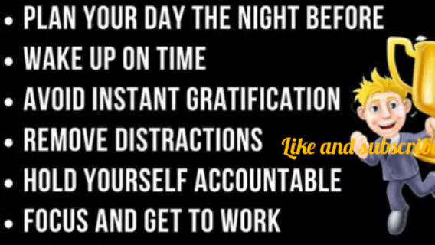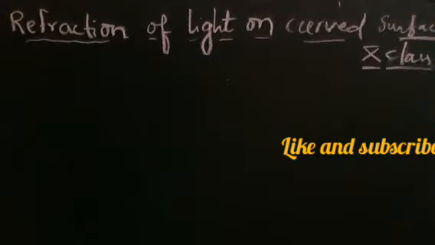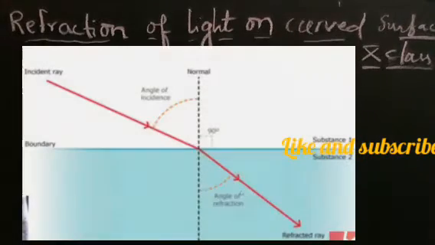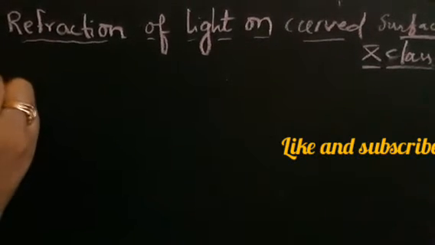So in our previous class we learned about rarer and denser media, the absolute refractive index, optically denser and optically rarer medium, and Snell's law. All these things we have learned in our previous class. So in today's class we are going to learn about the lenses.